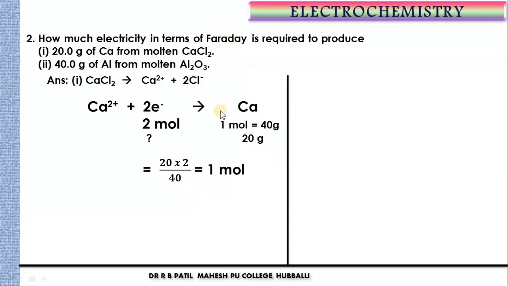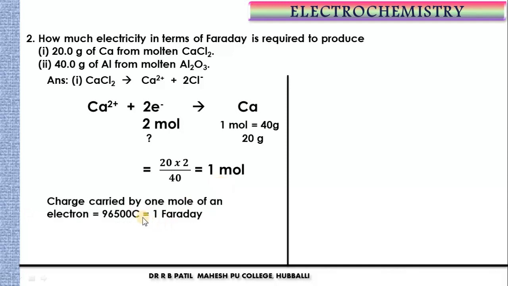In terms of Faraday they told, okay. So 1 mole of electrons carries charge. What is that equal to? 96,500 coulombs, which is also called 1 Faraday. Hence, the charge required to deposit 20 gram of calcium is 96,500 coulombs or 1 Faraday. Okay, let us see the second one.